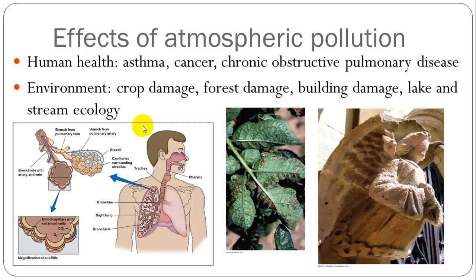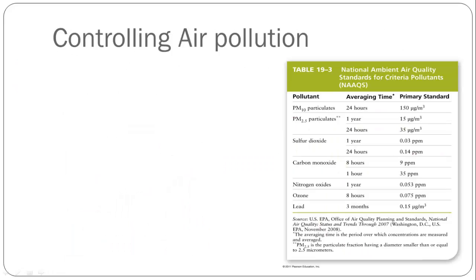They also affect things in our environment. So they'll damage crops. You see an example of that here. They can damage the forest. They can even damage buildings. So this is caused by acid rain. The acid is actually weathering away the stone sculptures and making them very disfigured. This acid also hurts things that are alive in the lakes and the streams.